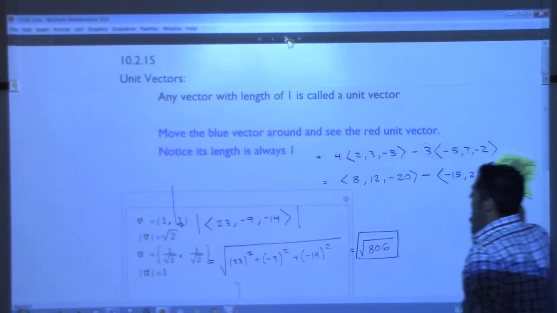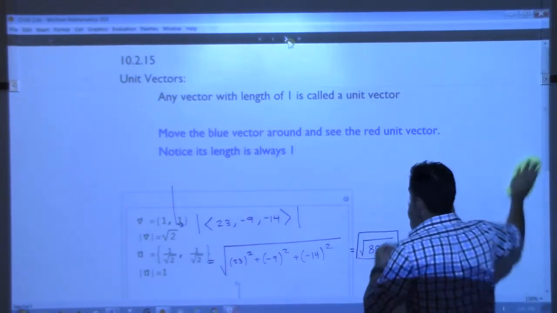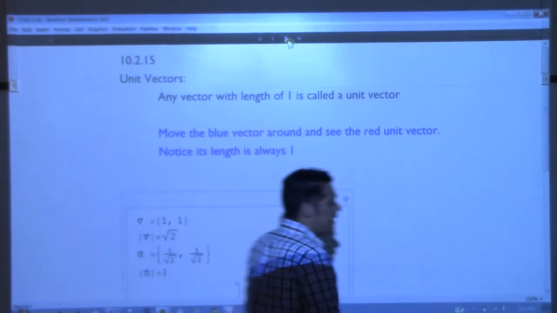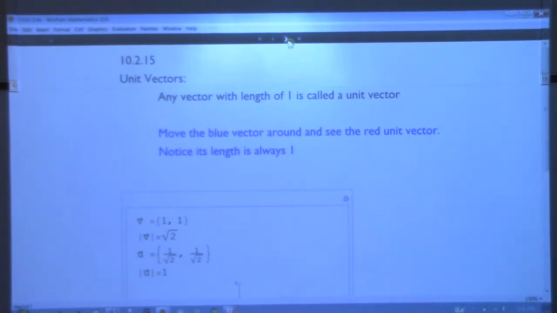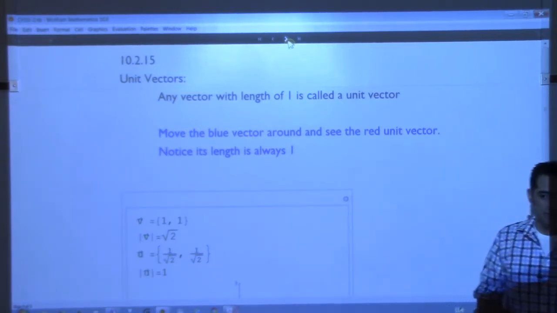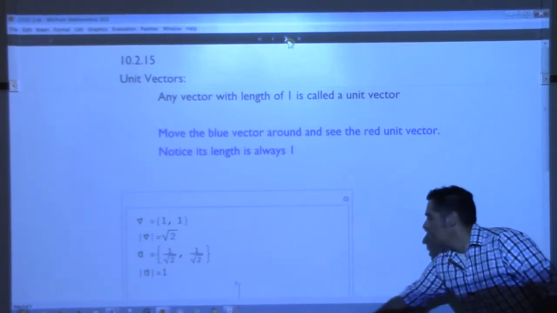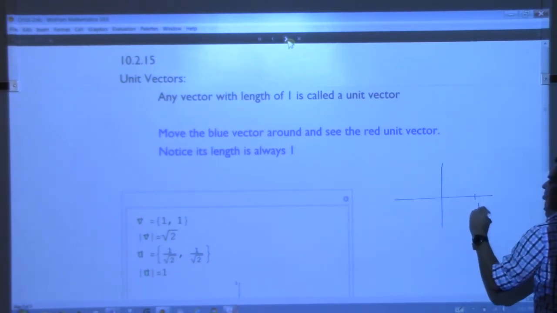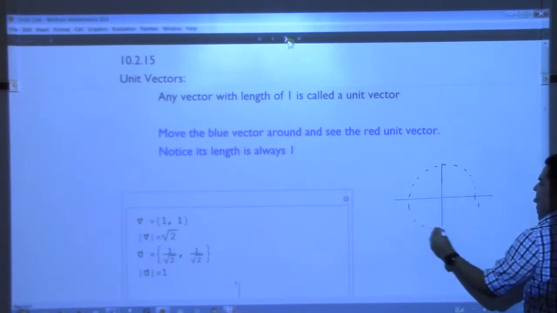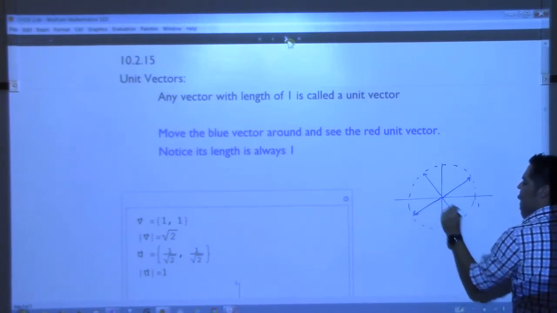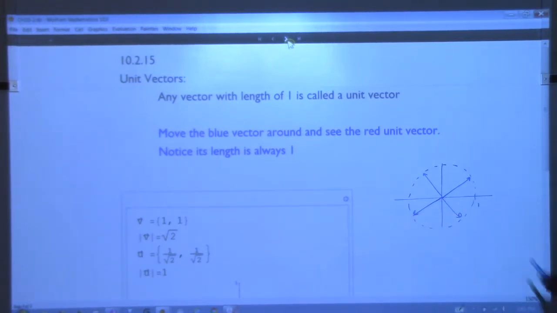All right, unit vectors. A unit vector. Any vector that has a length of one unit is called a unit vector. So you can almost imagine that in two-dimensional space, imagine the unit circle. Any vector that would go from the origin to the edge of the unit circle would be a unit vector, wouldn't it?